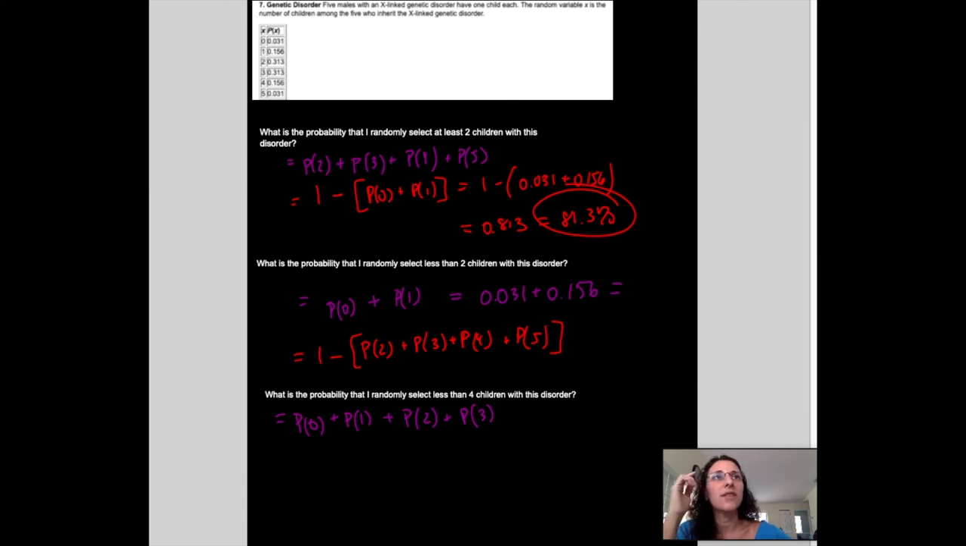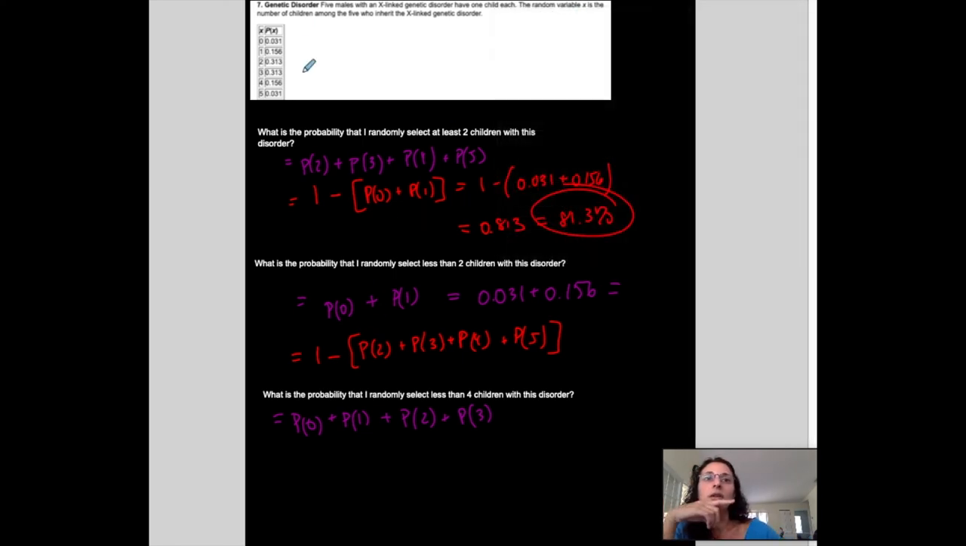What's the complement of that? Less than 4, right, is 3 and less. So the complement of less than 4 would be 4 or more. 1 minus P of 4 plus P of 5. Don't forget that if you're using complements, after you add them together, you have to subtract it from 1. Okay? Don't just add them together and forget what you're doing.